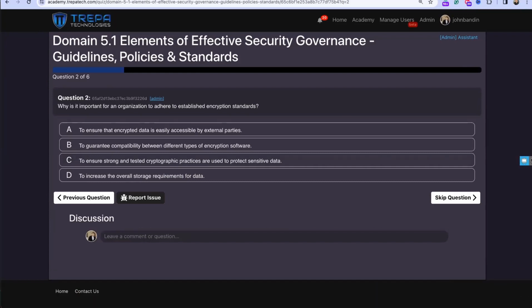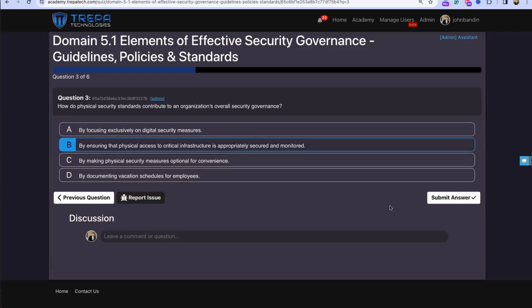Question 2, why is it important for an organization to adhere to established encryption standards? That's going to be C, to ensure strong and tested cryptographic practices are used to protect sensitive data. Question 3, how do physical security standards contribute to an organization's overall security governance? That's going to be B, by ensuring that physical access to critical infrastructure is appropriately secured and monitored.